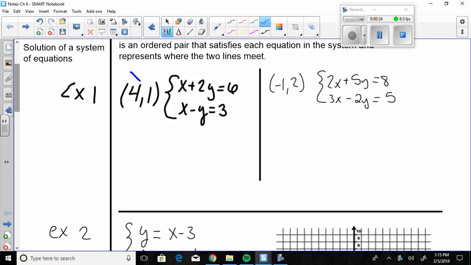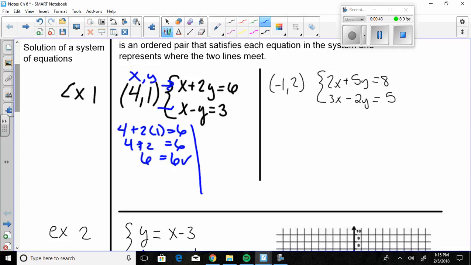So you have your x, you have your y, you plug them in. So we have 4 into the first equation here. So 4 plus 2 times 1 equals 6. So 4 plus 2 equals 6. So 6 is equal to 6. That works. Now for the second equation, we have 4 minus 1 equals 3. Notice I put parentheses around what I substituted in there with that negative. So 4 minus 1 is 3. 3 is equal to 3, so it works out. So this is a solution.